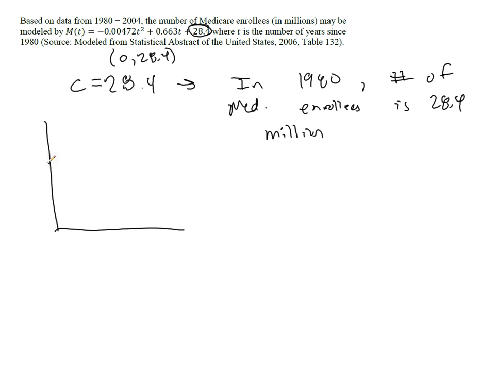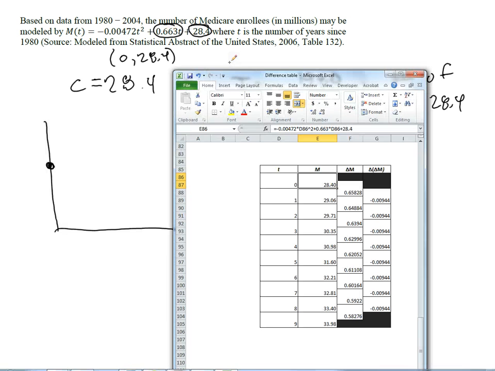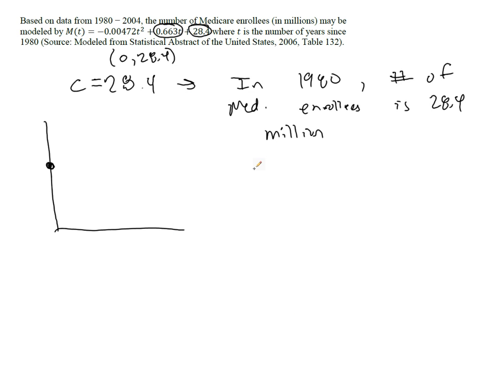So we have our starting value here, and I'll just work to sketch it to get an image. And now I know that initially the rate of change is 0.663. Well, 0.663 what? If I look at this, since this is the initial rate of change, the output is measuring million enrollees, and t is measuring years. So B, being 0.663, must be in million enrollees per year. In other words, initially we have an increase in the Medicare enrollees, and that's the rate of change.